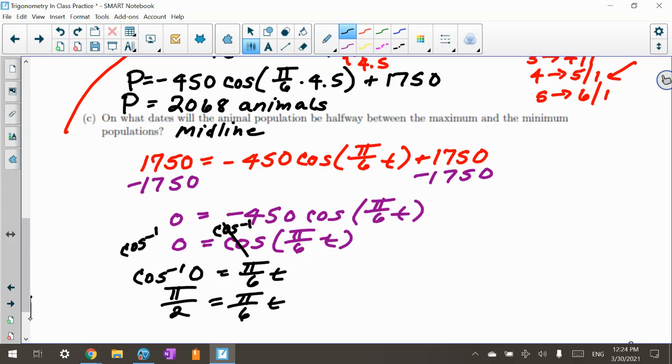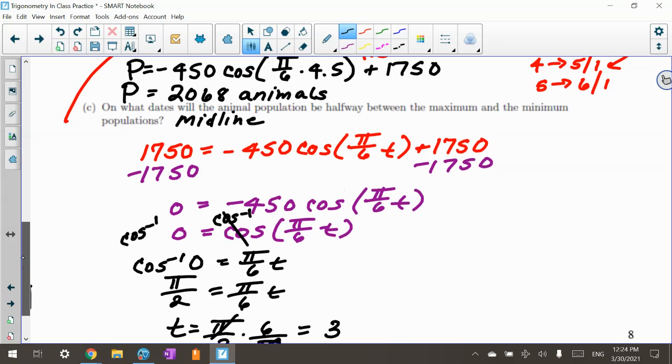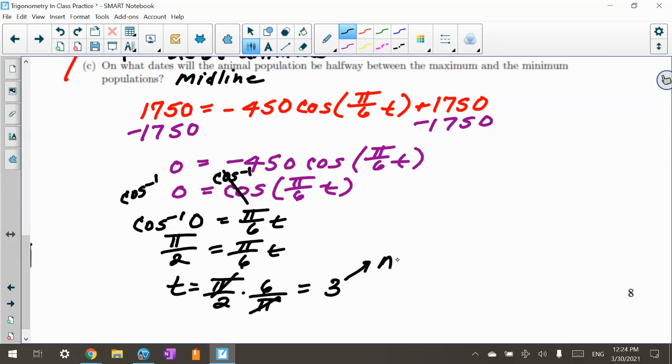And then when I solve for t, I can either divide both sides by pi over 6, but since we're in pre-calc, we know that we can multiply by the reciprocal. And when I do, look what happens. 6 over 2 is 3. That's fun. So the first time this happens, we already looked at this, is that 3 is April 1st. We already did that. So we know the first time this happens is April 1st.